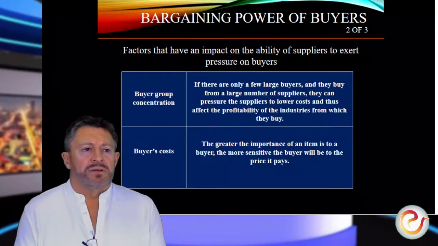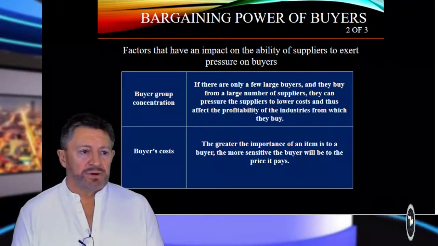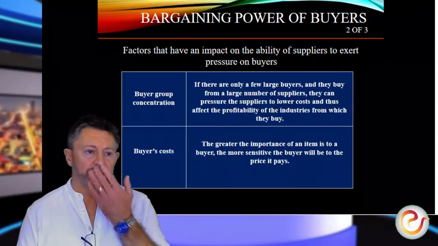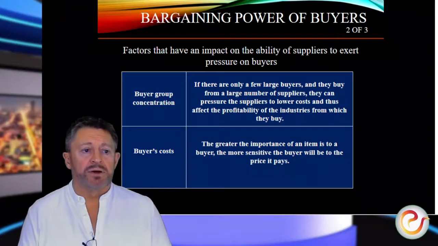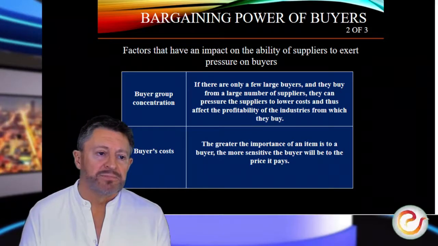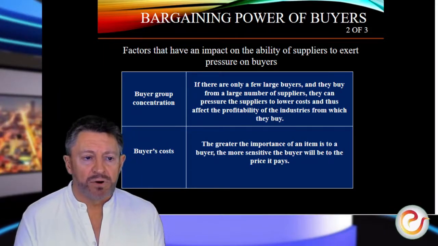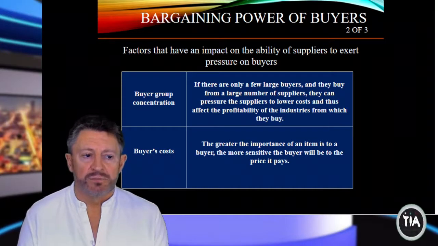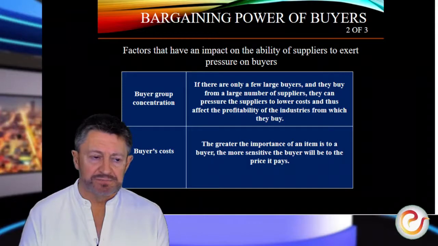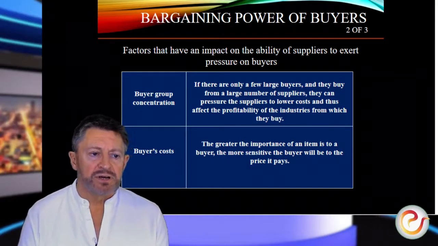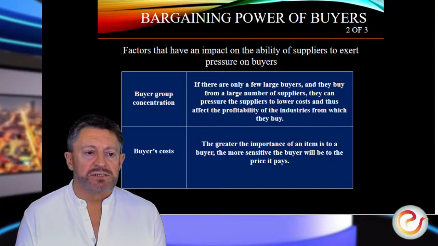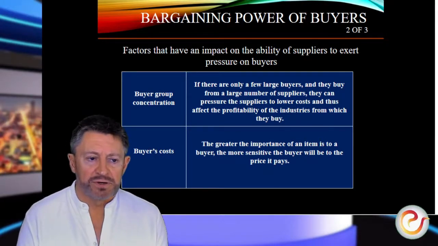we then look at the bargaining powers of the buyers, as we say, buyer group concentration, and then buyer costs. So if there are a few large buyers, then they buy from a large number of suppliers. They can put pressure on, as I just explained. And then again, the greater the importance of an item is to a buyer, the more sensitive the buyer will be to the price it pays. So the buyer's costs. And so the greater the importance of an item is to a buyer, the more sensitive the buyer will be to the price it pays.